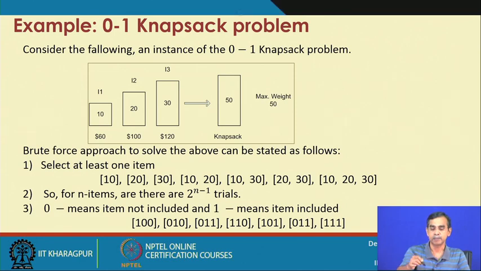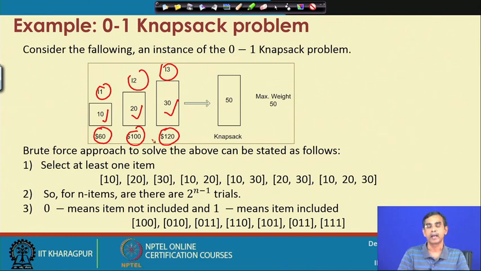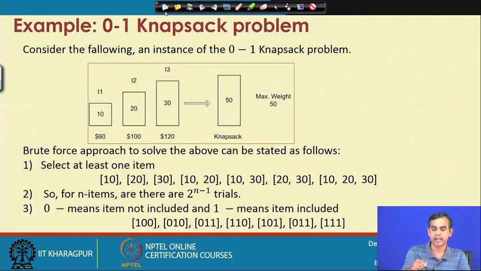Now, here we pictorially show one simple instance where there are 3 items only: item 1, item 2, and item 3. The weights are 10, 20, and 30 units, and the costs are $60, $100, and $120. This is the knapsack. The capacity of the knapsack is 50. So, we have to take some items selectively so that we can get the maximum value.